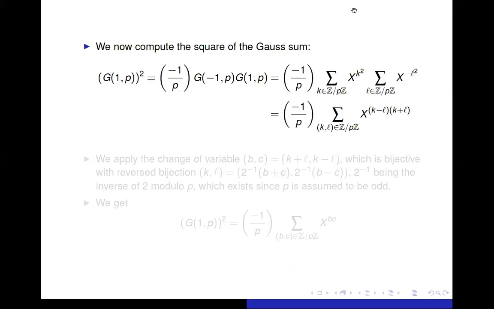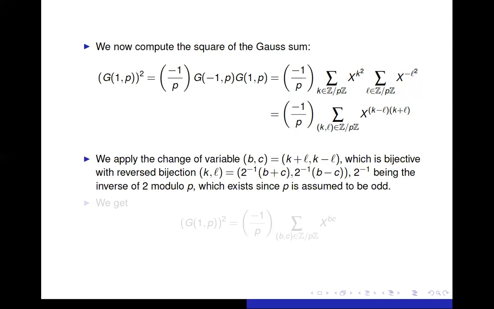Another classical relationship, but a little less simple, is the computation of the square of the Gauss sum. So I compute the square of g(1,p). First I write the first factor g(1,p) as g(-1,p) times the Legendre symbol (-1/p). And then I factor the Legendre symbol (-1/p), and I expand my Gauss sums. And then I write the sum as a sum over k, l in Z/pZ of x^(k^2 - l^2), that is x^((k-l)(k+l)).